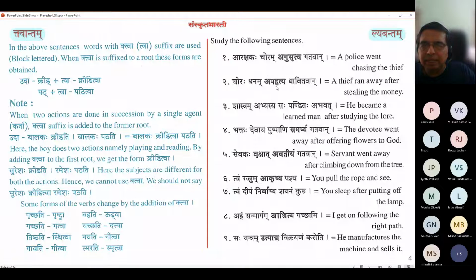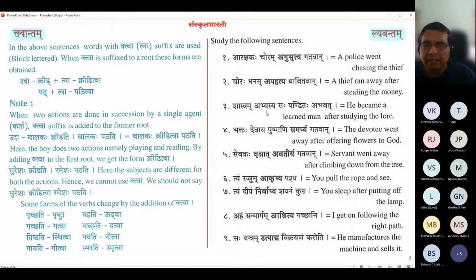Chorah dhanam apahritya. Harana is some stealing or drawing oneself, akarshane harane. So apahritya, to take it away from someone, that is apaharan. Apahritya dhavitavan: having stolen, he ran. Dhana is the karma of the apaharana. Again here apahritva is incorrect. We have to do apahritya, so the ya ending has to come. Instead of tvanta, lyabanta comes.